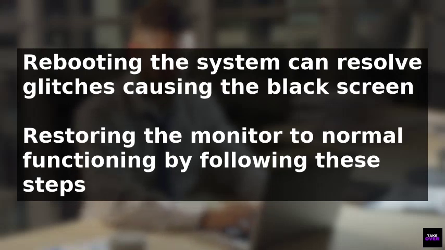By following these steps, you should be able to fix the problem and restore your monitor to normal functioning.